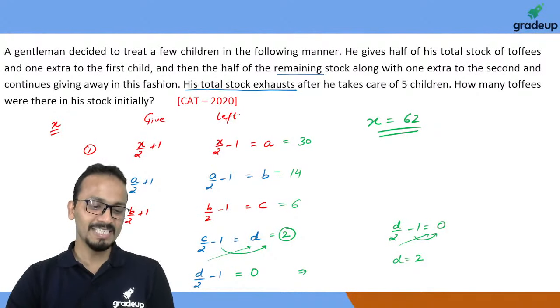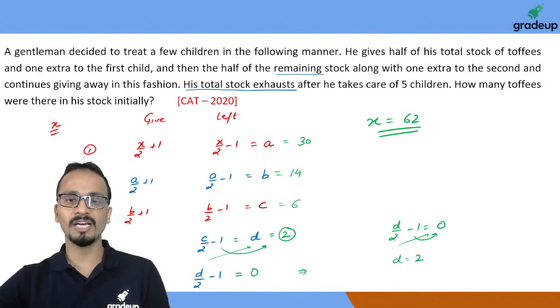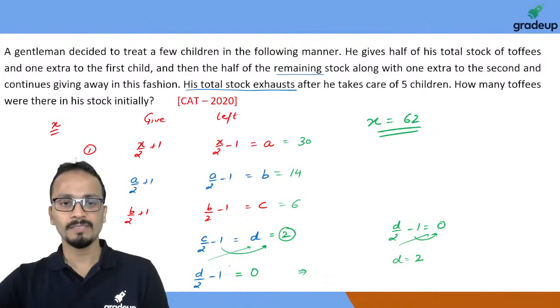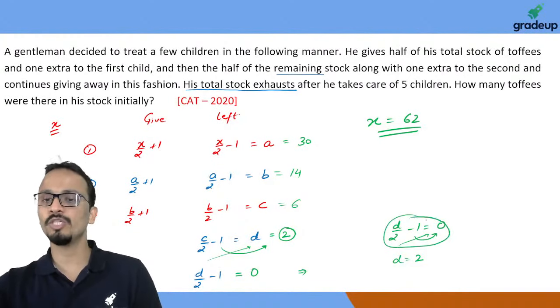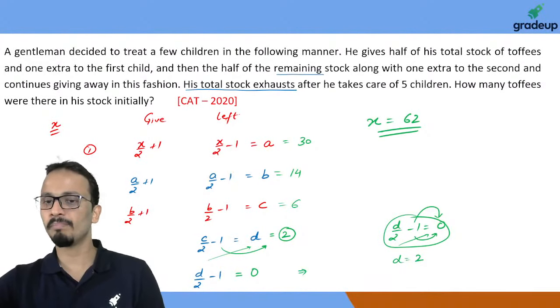Nikita, yes, I'll explain the calculations again. So, Nikita, it's simple. Like if you'll consider d by 2 minus 1 equal to 0, so you just have to take minus 1 on the right hand side. Okay, it will become plus 1 and then 2 will be multiplied. So the value of d is equal to 2.